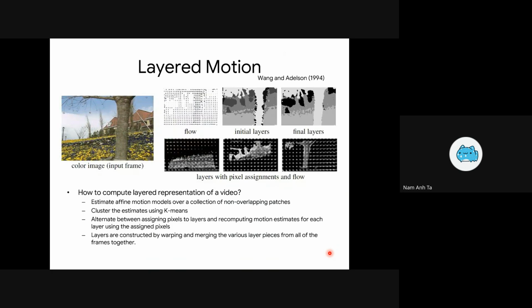And the process starts with the optical flow analysis, which I just introduced before. And then we will use k-means clustering to group the similar motion vectors. And then after multiple iterations, we obtain the final layers that allow us to segment and separate the foreground and the background into distinct categories.